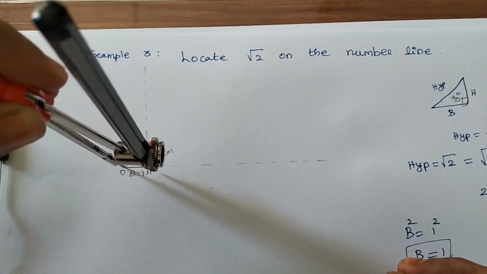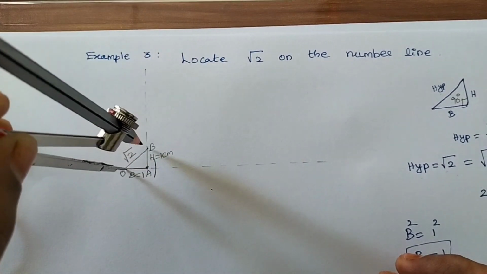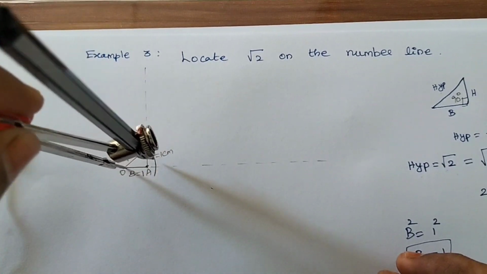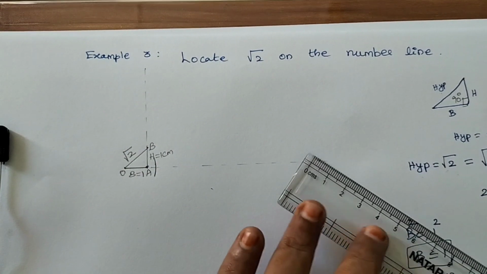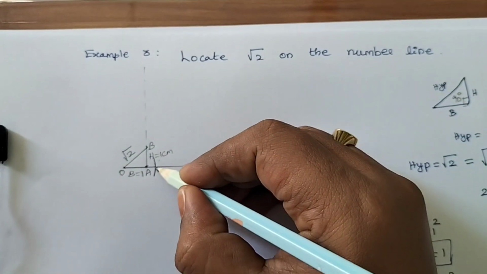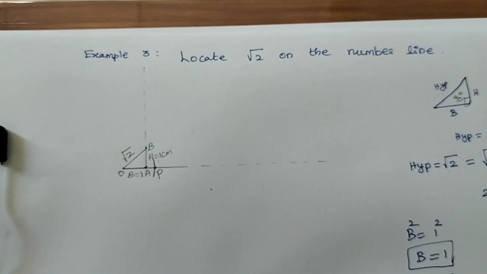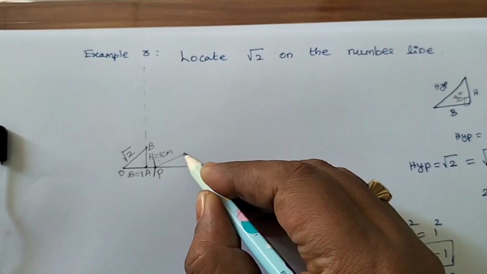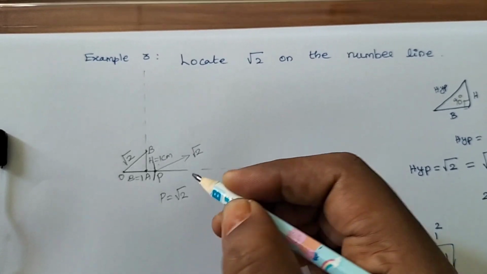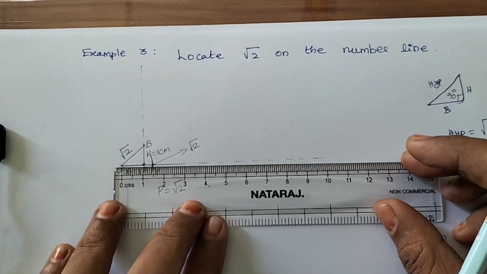Then correspondingly you have to put an arc on the number line. Measure this radius, and on the number line, from the origin, put the arc like this. Once the arc has been formed, just connect the line. Now this point is nothing but P. This point is root 2. So the P value is nothing but root 2. So we have measured root 2 properly.